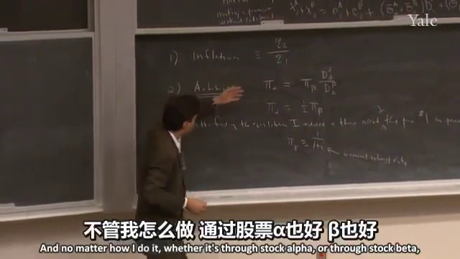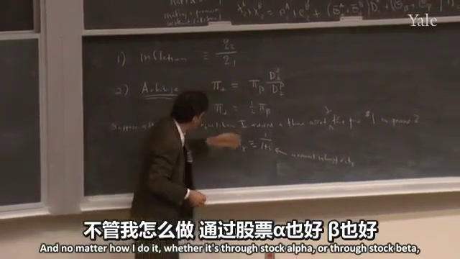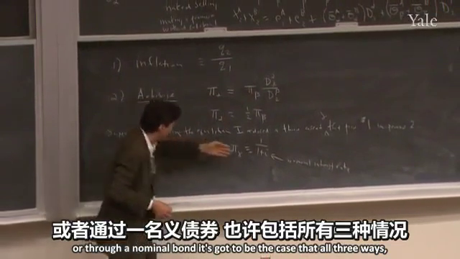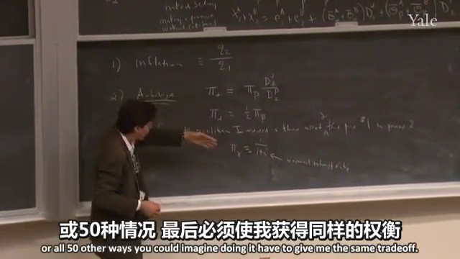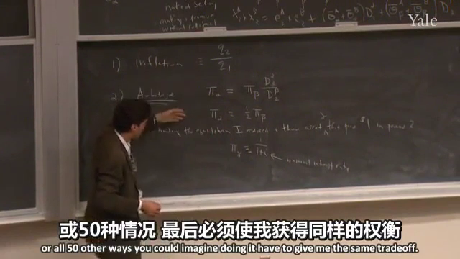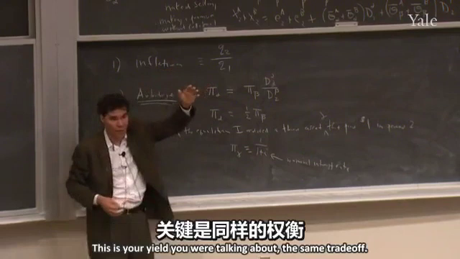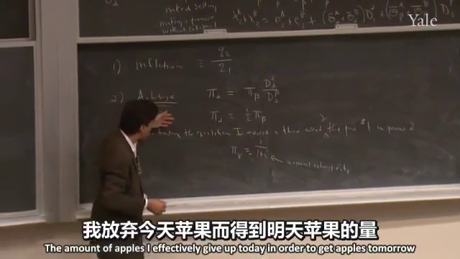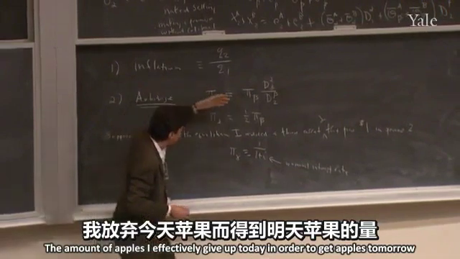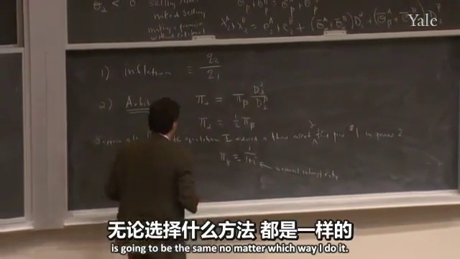And no matter how I do it, whether it's through stock alpha or through stock beta or through a nominal bond, it's got to be the case that all 3 ways, or all 50 other ways you could imagine doing it, have to give me the same trade-off. This is your yield you were talking about, the same trade-off. The amount of apples I effectively give up today in order to get apples tomorrow is going to be the same no matter which way I do it.